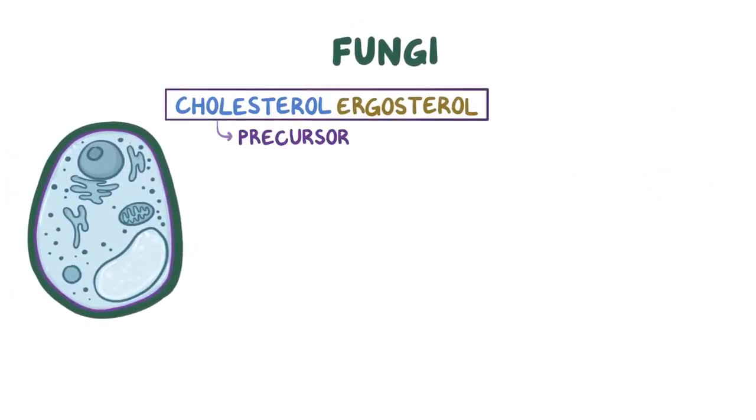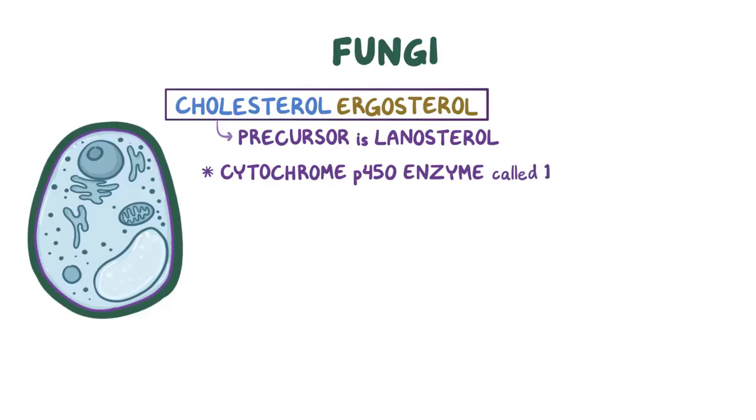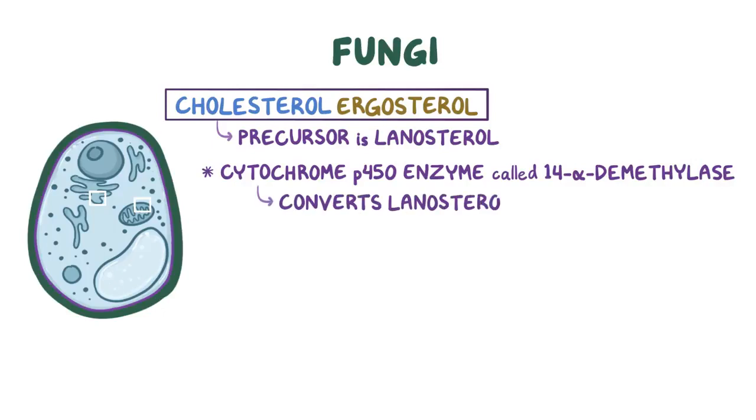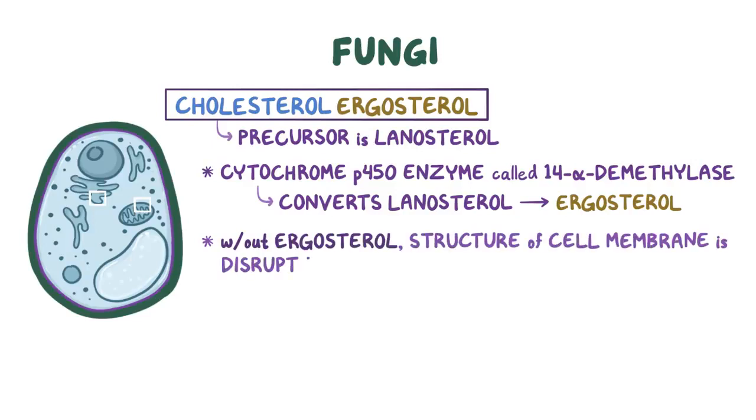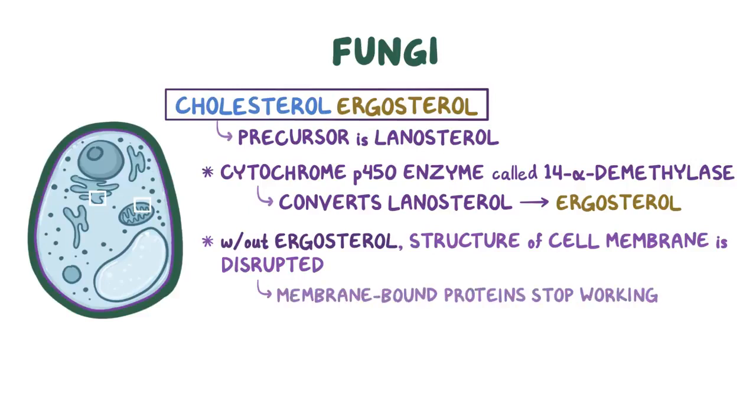Now, the precursor to both molecules is lanosterol. Fungi have a cytochrome P450 enzyme called 14 alpha demethylase in their mitochondria and endoplasmic reticulums, which converts lanosterol into ergosterol. Without ergosterol, the structure of the cell membrane will be disrupted. This will cause membrane-bound proteins like ion channels to stop working properly. The membrane also becomes fragile, which eventually leads to inhibition of fungal growth.